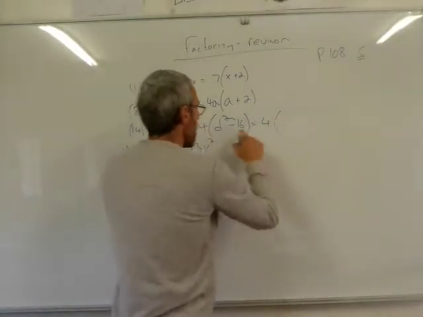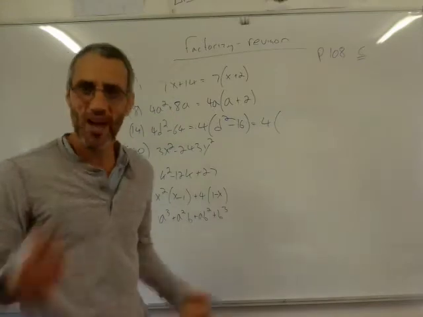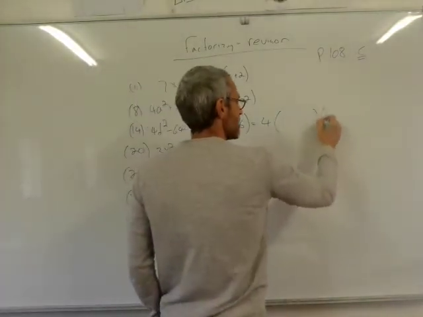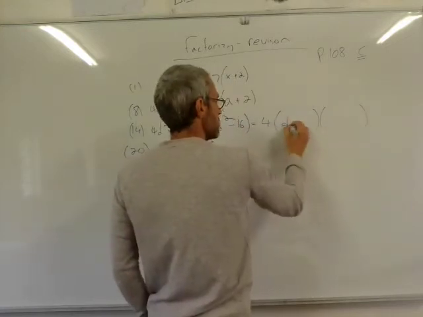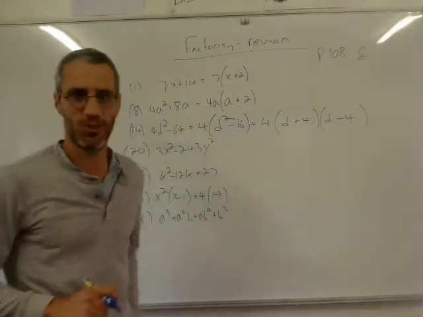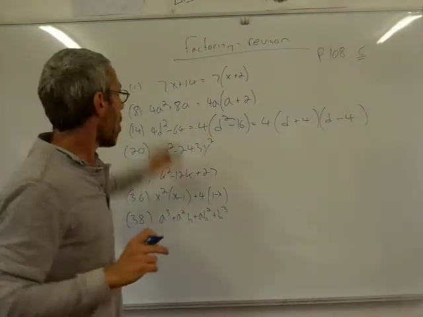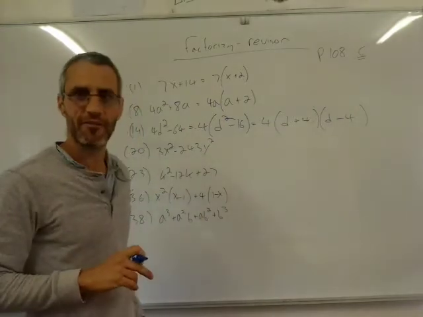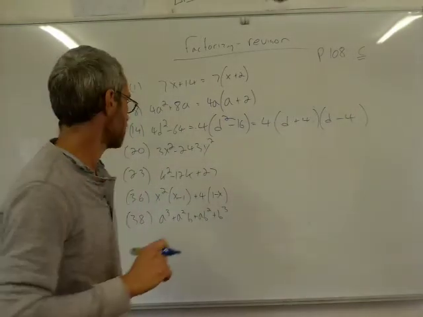Now I look at d squared minus 16. That is the difference of the square, and it's much easier to solve it now, much easier than it was before. It's simply going to be d plus 4 times d minus 4. And now it's fully factorized. So always the first step is to take a factor out, and then you can go fancy stuff like difference of a square or trinomials or whatever.